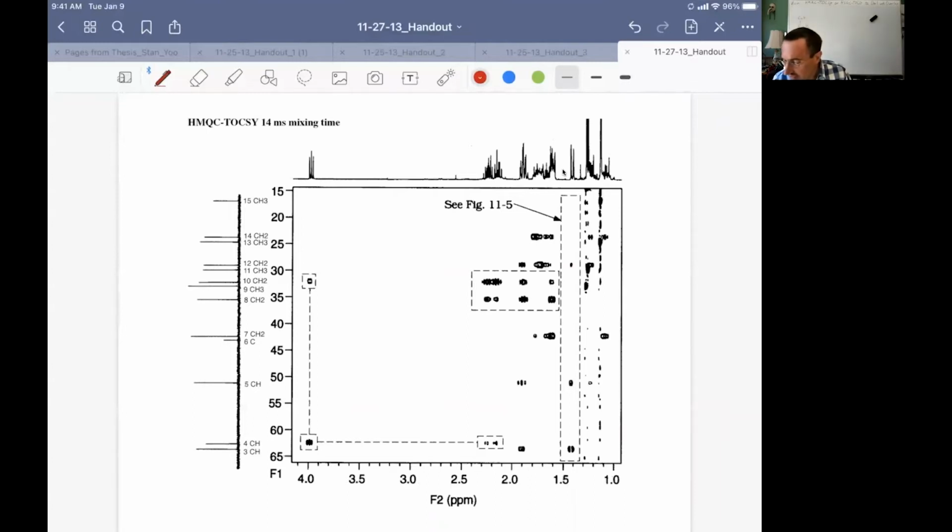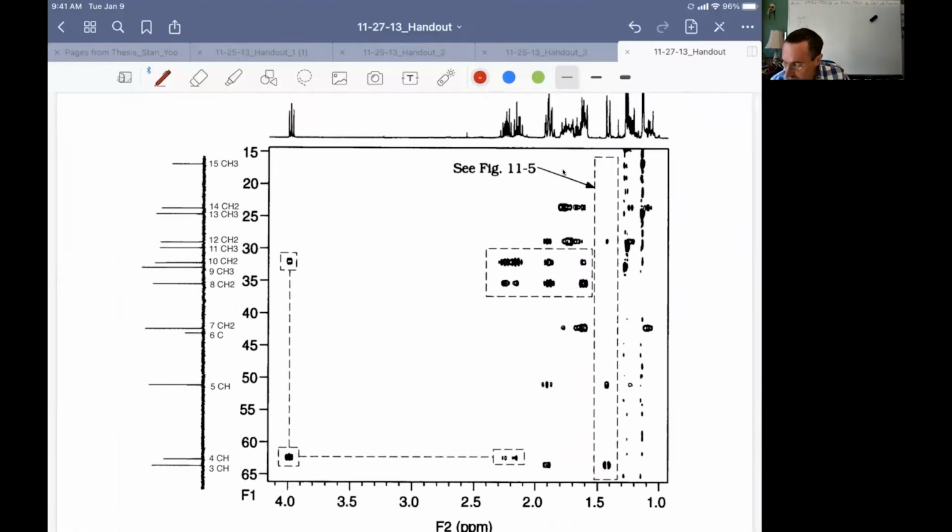Because if we look at this with the 14 millisecond mixing time, you can say, okay, if we just move along the H1 dimension, this is this whole mess that we had before. This is 4, and this is 10, and this is 10, and we continue. You could say, okay, we walked from 4 to 10, and you'd say, all right, what's the big deal? We're still going to end up in this muddle of protons over here if we continue to walk.